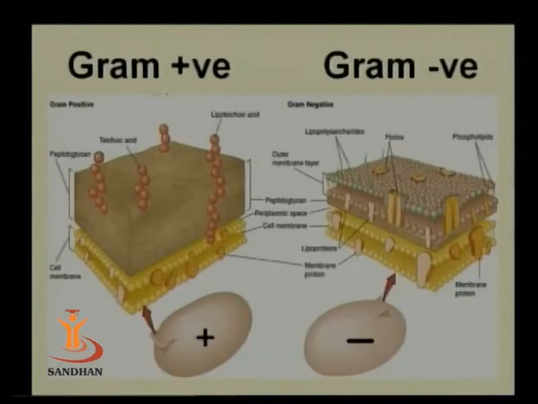Now this is an overall picture of a gram-positive and a gram-negative cell. Now you can compare that. One is a simple one and another one is a complex one. Gram-positive is a simple one, gram-negative is a complex one.